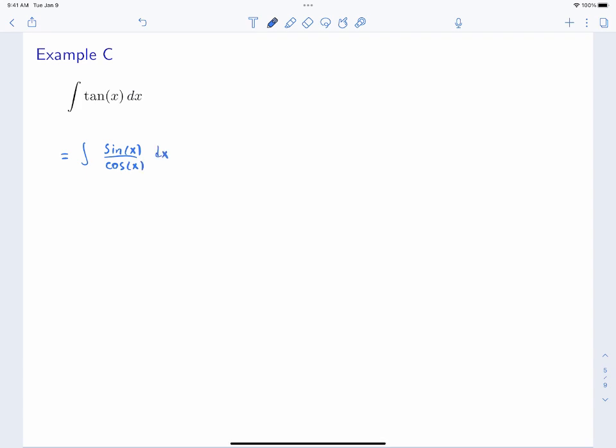Now we can use it as a substitution. So what do I mean by that? I'm going to rewrite this as the integral of 1 over cosine of x times sine of x, like that. And now I'm going to look at this term, 1 over cosine of x. This is going to be my composition. The inside function is cosine of x, which is inside the denominator. So what I'm going to do is let u be equal to cosine of x, and then du is the derivative, which is the opposite of sine of x dx.